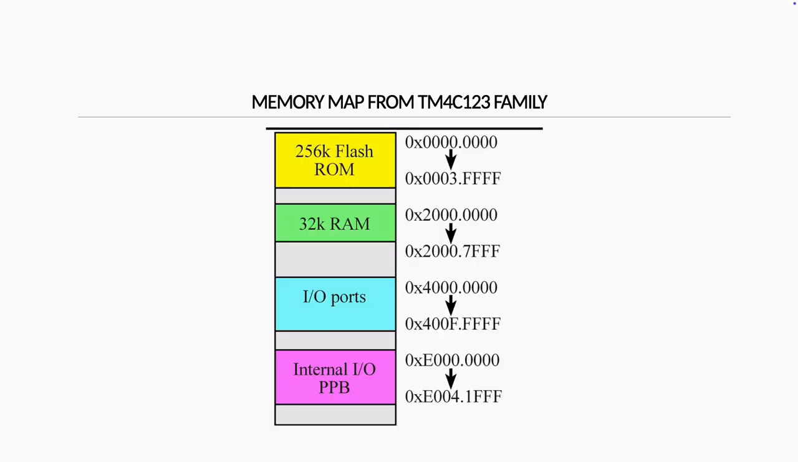Another example is the TM4C123 family. We can see in the memory map it starts from 0 at the top. It begins with flash or ROM memory, then RAM, then input-output ports. Each microcontroller is different. Depending on the manufacturer will be the design of the memory.